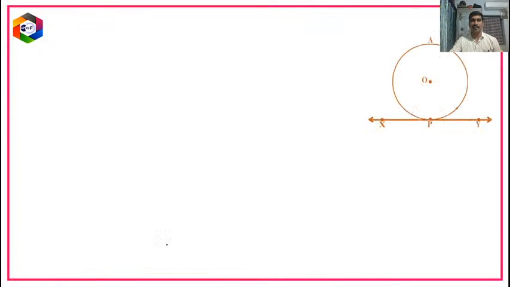Now let us observe that. One important theorem that we discussed yesterday is very important. Here is the tangent which touches the circle at one point, that is P. Now let us draw a radius at the point of contact. So this is the radius drawn at the point of contact, and we know that this radius always makes a 90 degree angle with the tangent at the point of contact.